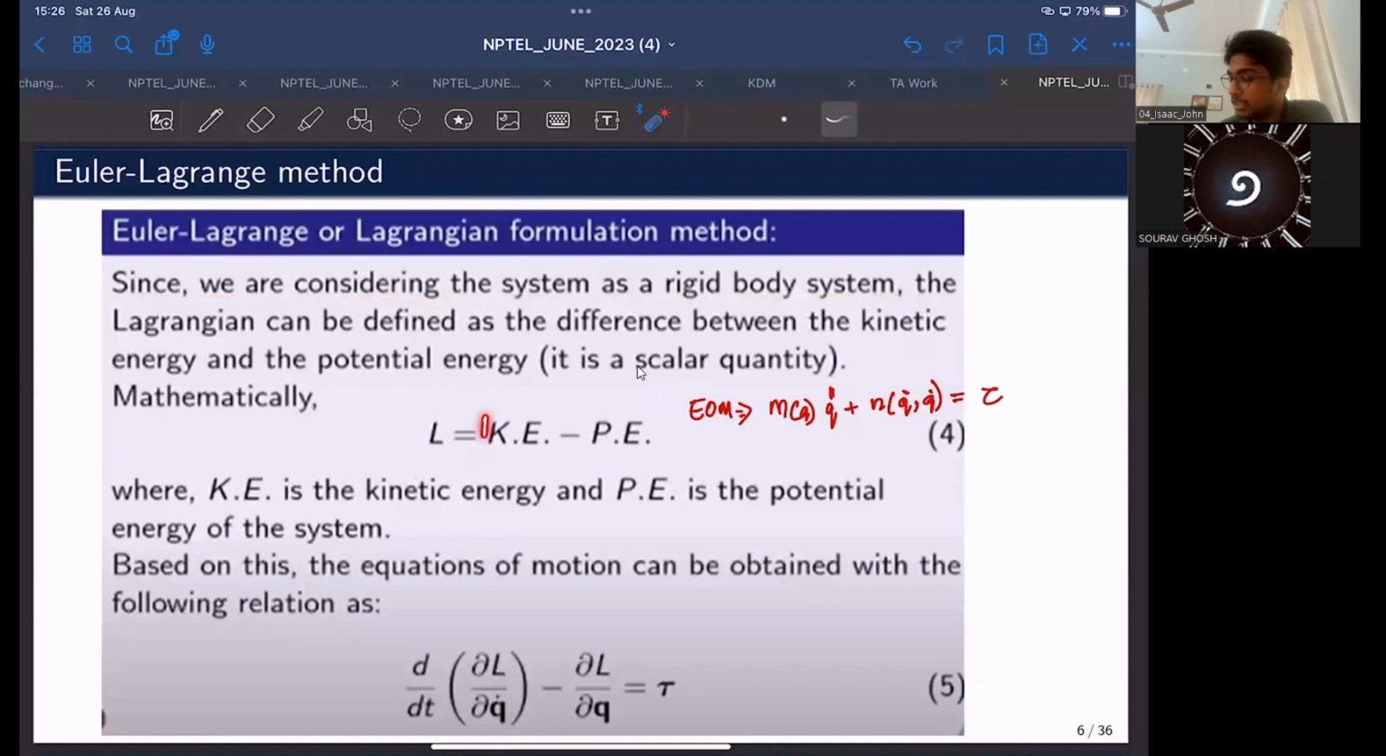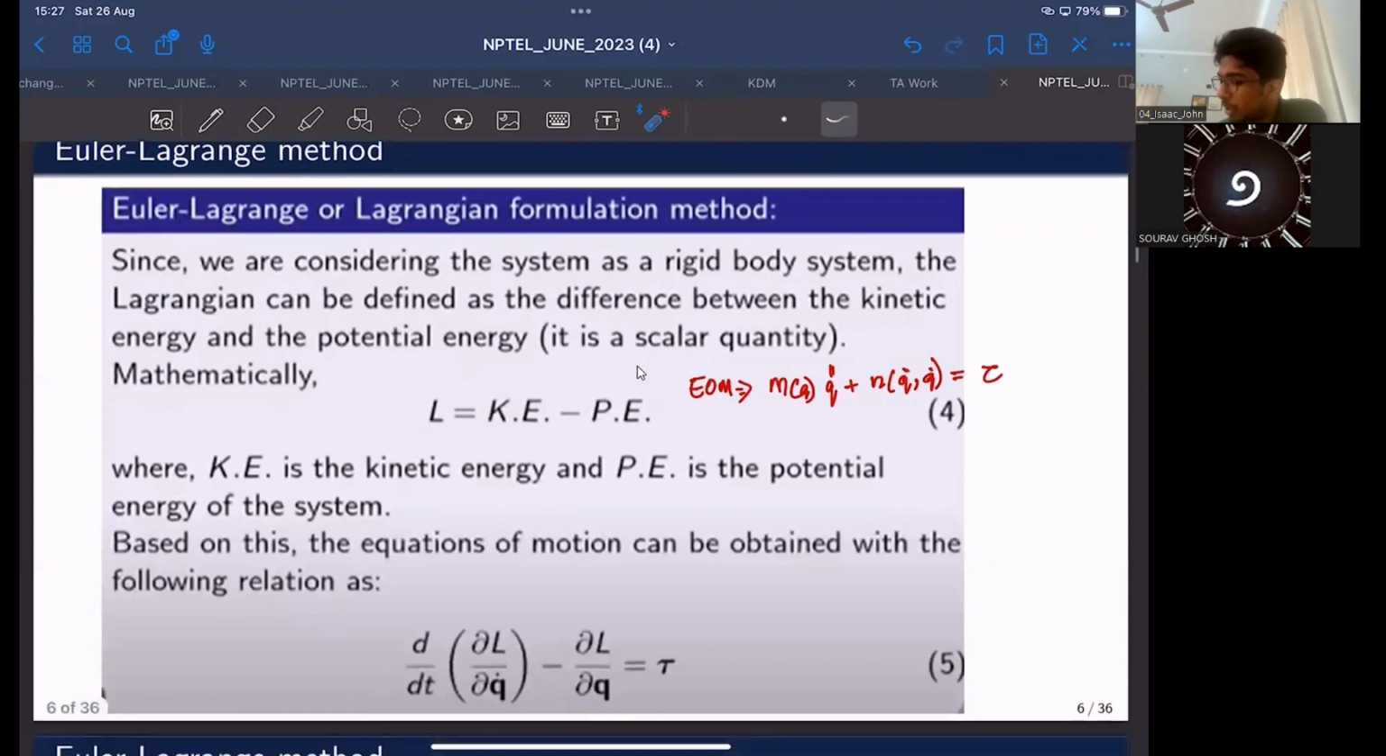So the kinetic energy is imparted by all the rigid bodies, all the center of masses of the rigid bodies, and the potential energy is also contributed by all the rigid bodies within the robotic system. So if we have two rigid bodies, KE would be the summation of all the individual kinetic energies contributed by the two rigid bodies. And PE for a system of two rigid bodies is nothing but the sum of potential energy contributed by each of the bodies within the robotic system, right? And based on this, the equations of motion can be obtained with the following relations.